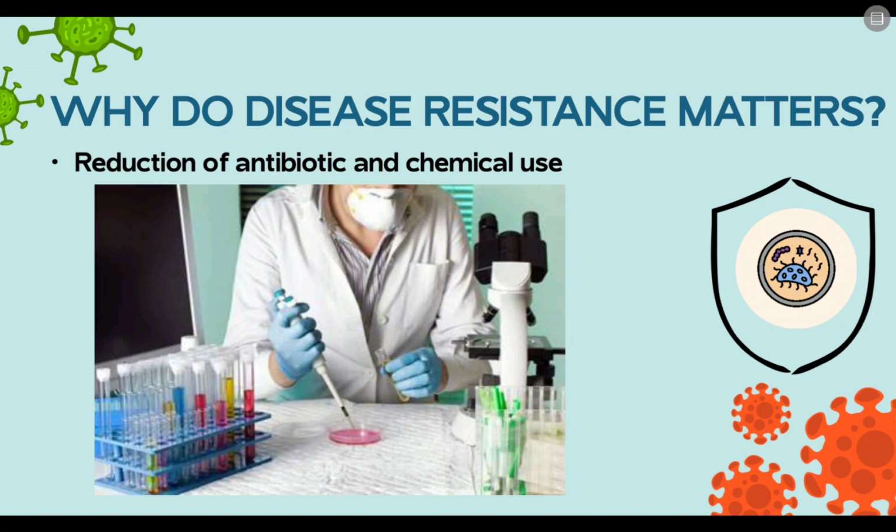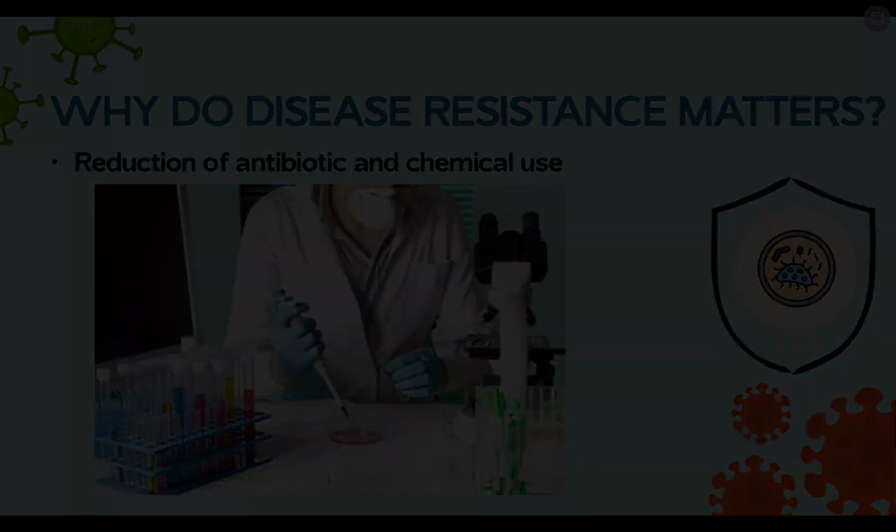And also, the reduction of antibiotic and chemical use. Because if fish are genetically resistant, farmers don't need to rely heavily on antibiotics or chemicals to keep them healthy. This is important because too much antibiotic use can lead to resistant bacteria and harm the environment. Having naturally disease-resistant fish means healthier production with fewer medical interventions.